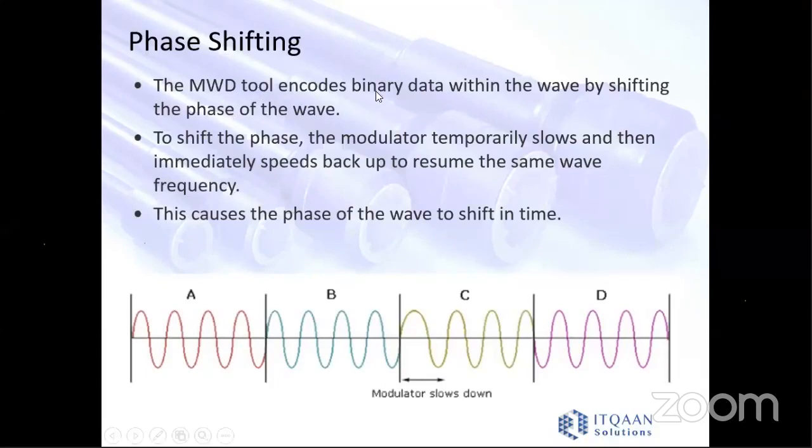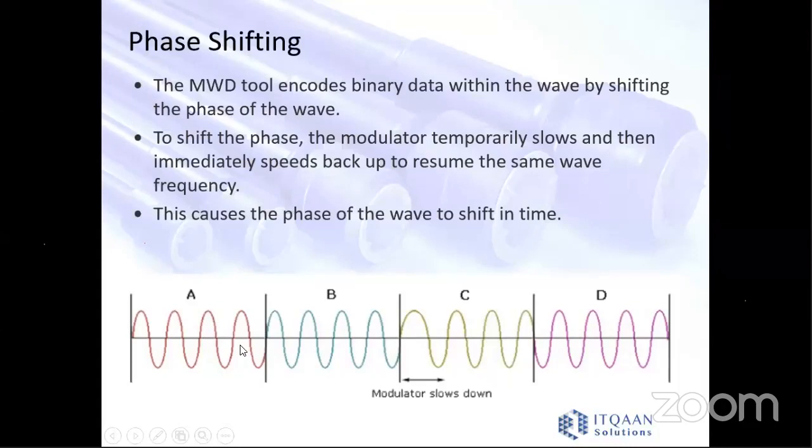The MWD tool encodes the binary data within the wave by shifting the phase of the wave. How could we do that? As we mentioned, the rotor or the modulator of the MWD starts changing rotation speed for phase shifting. It slows down and then immediately speeds back up to resume the same wave frequency. This causes the phase of the wave to shift in time.